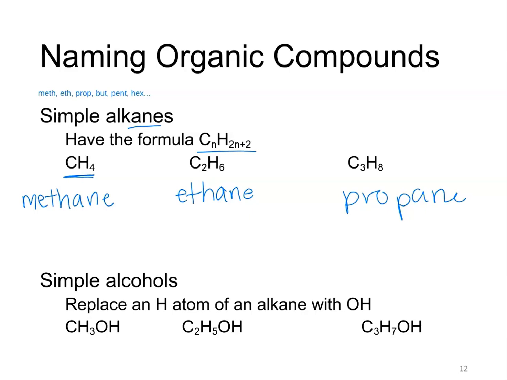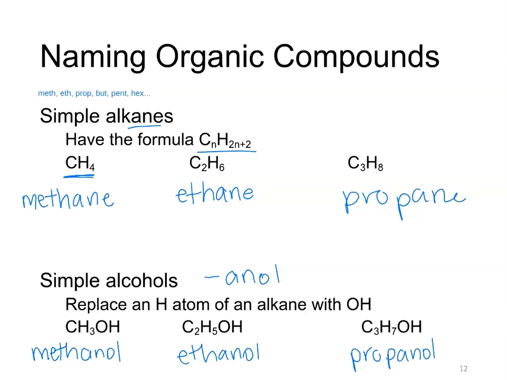Now we can take these alkanes and turn them into alcohols by adding in an oxygen. And so here we follow the same rules of meth, eth, prop, etc., but our ending instead of -ane is -anol. So our ending becomes -anol. So methane becomes methanol. Ethane becomes ethanol. And propane would become propanol. And you can continue this all the way down. Butane would become butanol, etc. So those are our organic compounds.